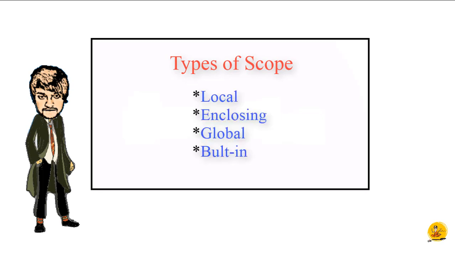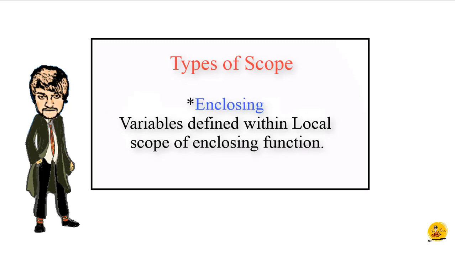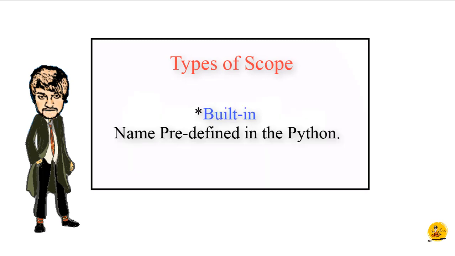Here we have local, enclosing, global, and built-in. Local are the variables defined within the function. Enclosing are the variables in the local scope of an enclosing function. Global are the variables defined at the top level of the module or declared by using the global keyword. Built-in are the names that are predefined in Python.